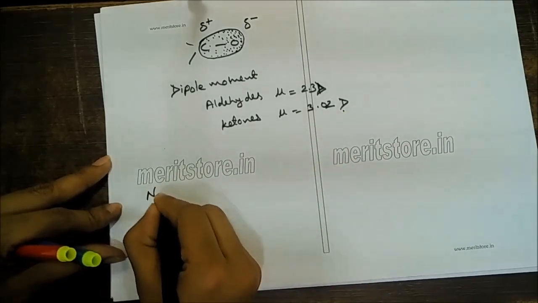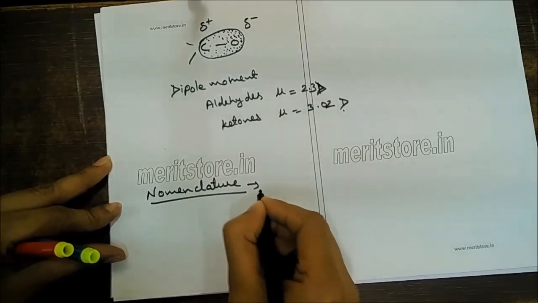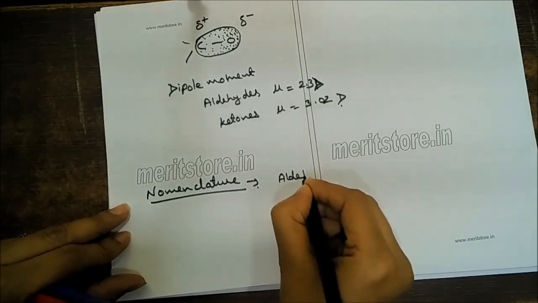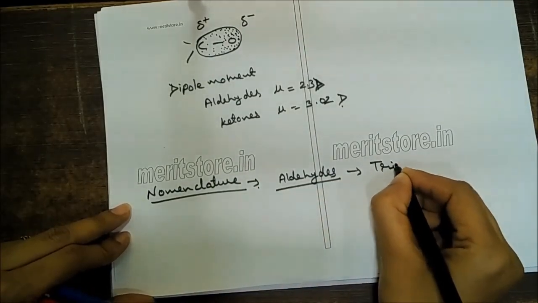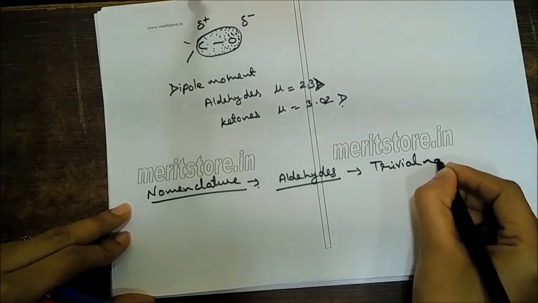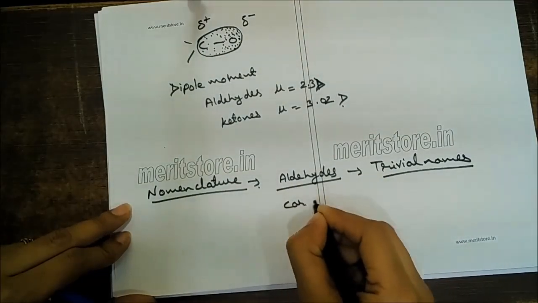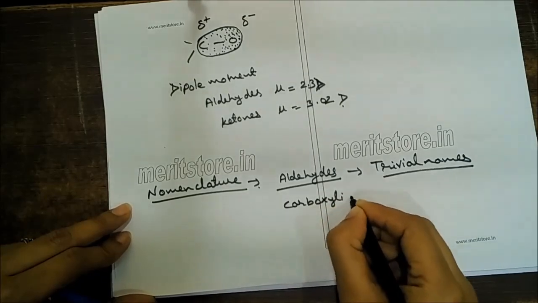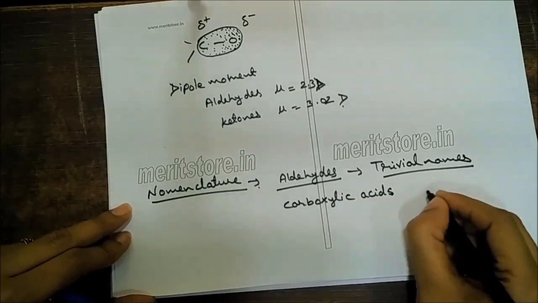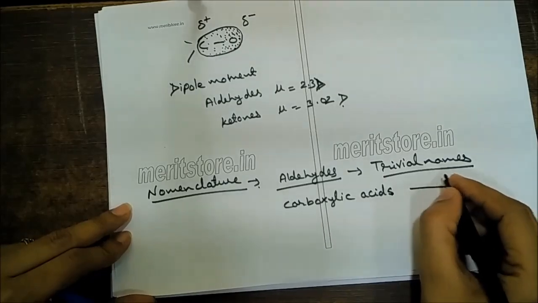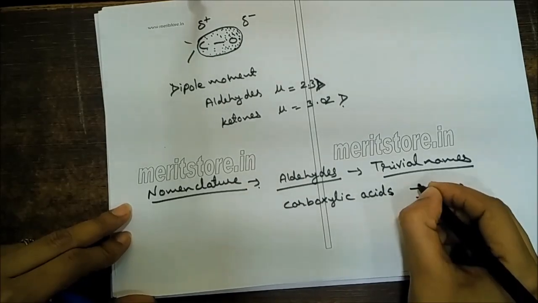Now nomenclature. How will we name these compounds? We'll start with aldehydes. The trivial name for aldehydes comes from the corresponding carboxylic acids. We need to replace ic acid with aldehyde.